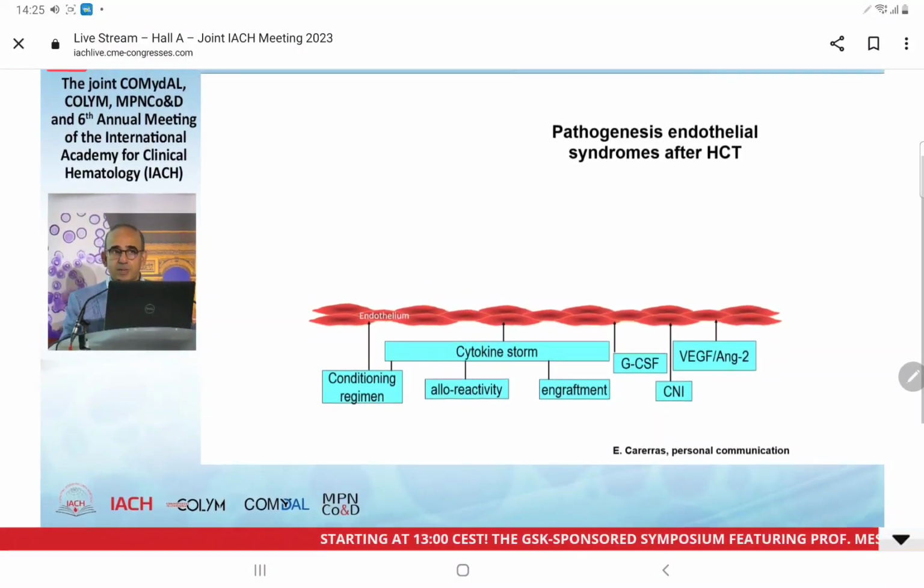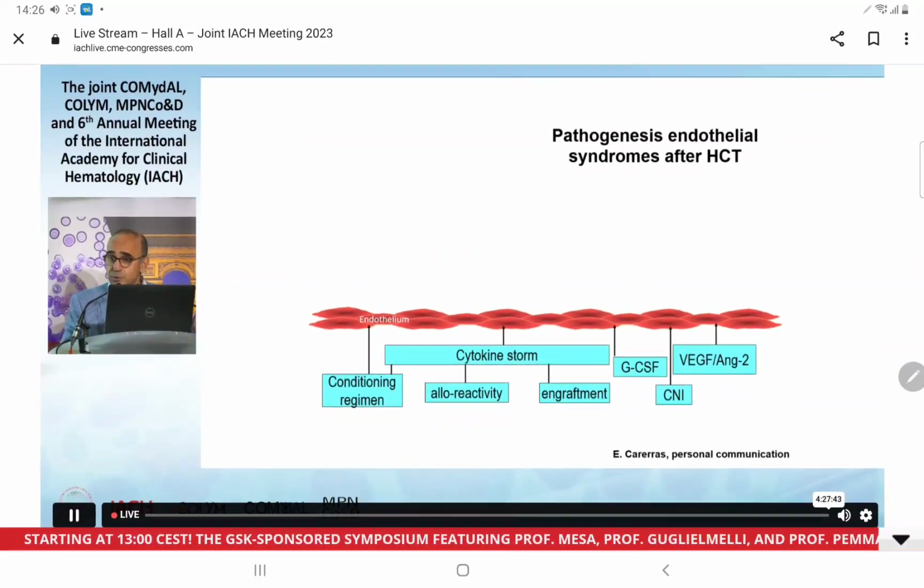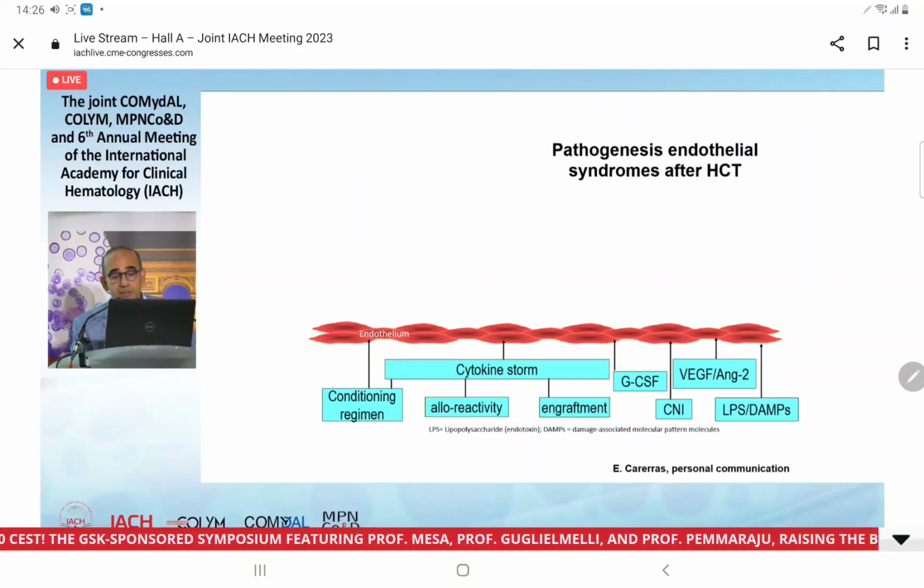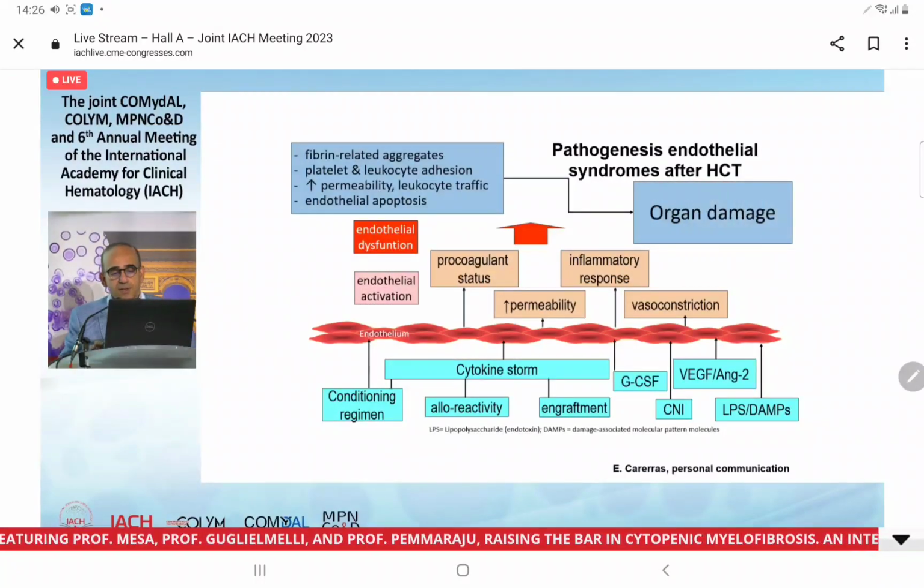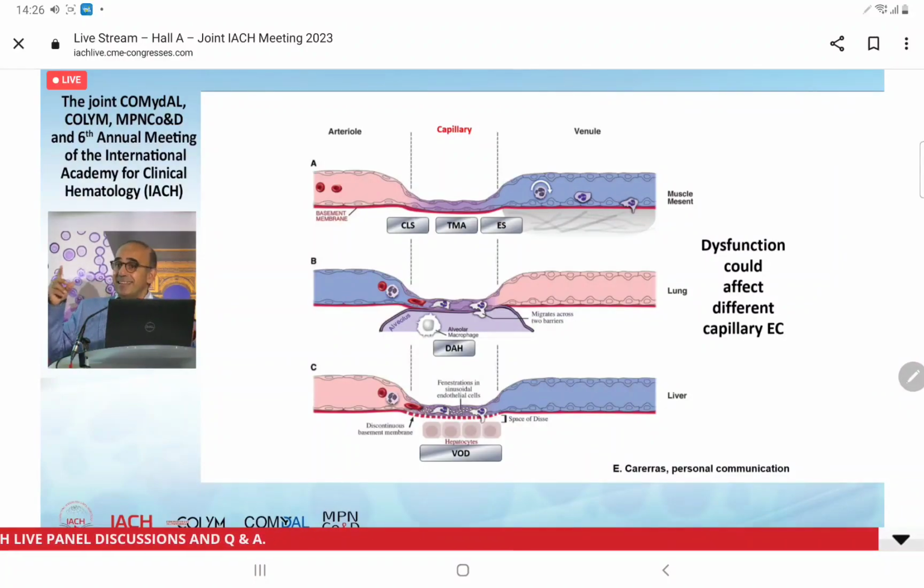by the cytokine storm induced by the alloreactivity, GCSF by itself, which we use quite frequently, calcineurin inhibitors, but also, of course, all the release of LPS and DAMPs. So then you have a huge cascade, which at the end would lead to endothelial damage and apoptosis. And of course, if it is occurring at the level of an organ, well, you will end up with an organ damage.